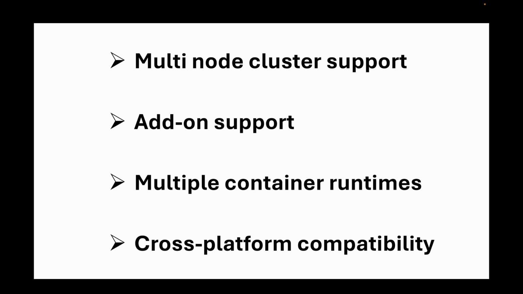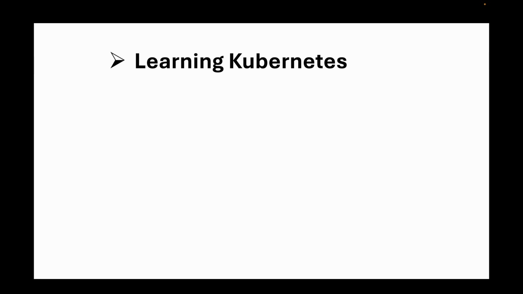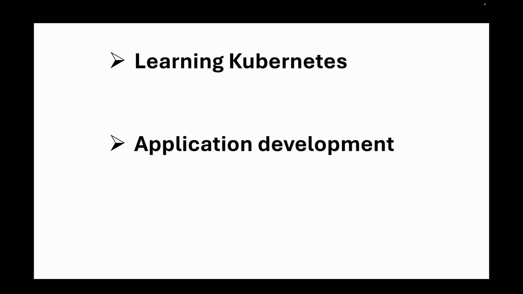Now, let's talk about why you should use Minikube. The first reason is learning Kubernetes. Minikube is perfect for beginners who are looking to experiment and practice the commands locally. If you're mainly looking at practicing Kubernetes without setting up an actual cluster, that's where you can make use of Minikube. Then we have application development. Using Minikube, we can quickly test our applications locally before we start deploying them to the production cluster. So basically validating the applications.